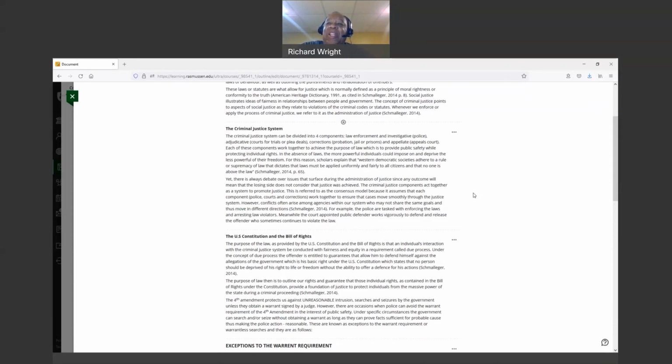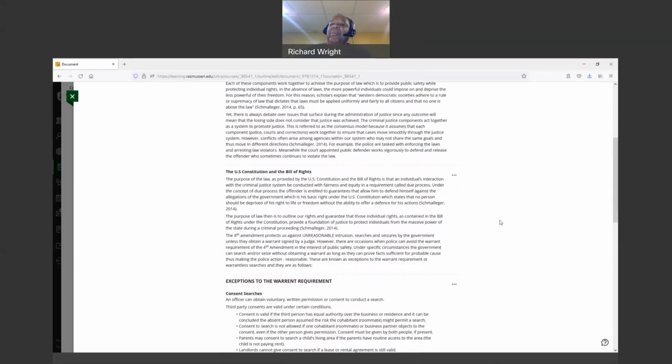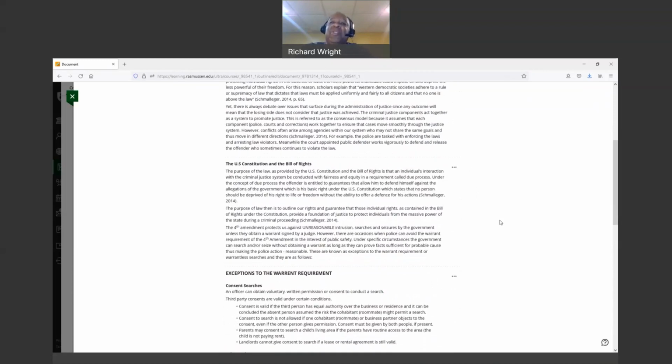All right. I'm not going to go into that last paragraph except to say there are details for the individuals who work in the system. For example, as it says at the end, the police are tasked with enforcing and arresting law violators. The court-appointed public defender, or a private attorney, works vigorously to defend and release the offender. The key thing is that the United States Constitution and the Bill of Rights is what we apply. The first 10 amendments of the Constitution are known as the Bill of Rights.